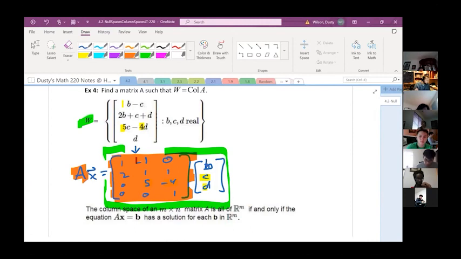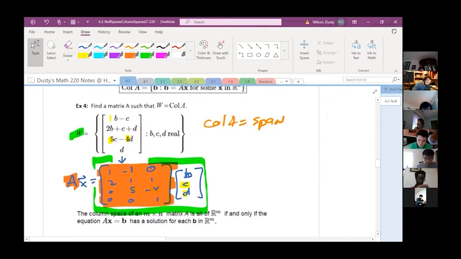And then we want to talk about the column space of A. So the column space of A would be the span of those 3 columns.